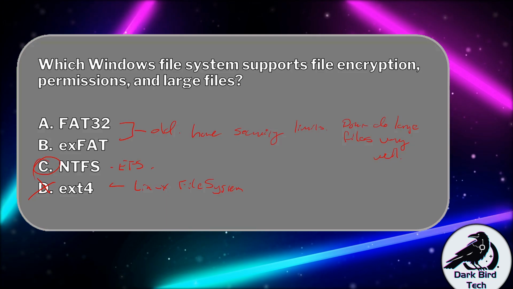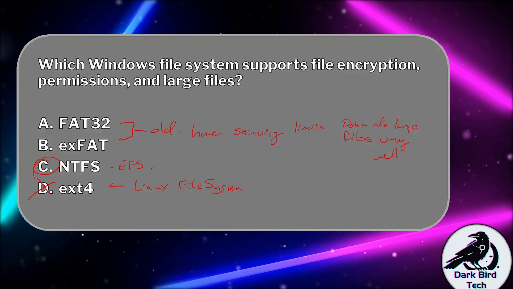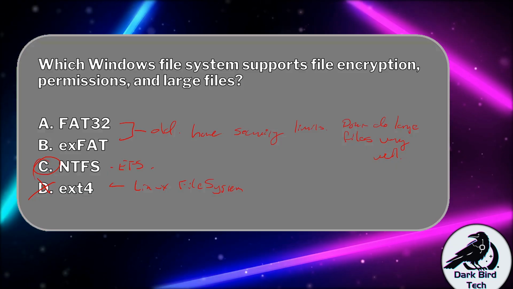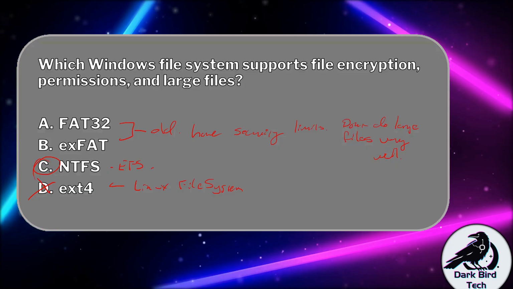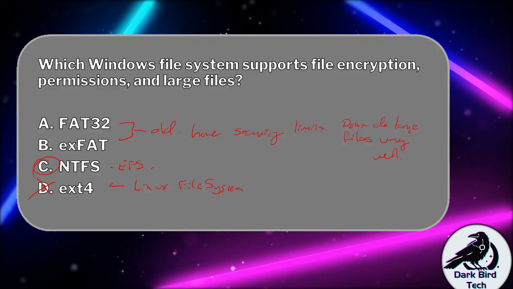FAT32 and exFAT are usually kept around for supporting interoperability between different environments, like when I have to plug a flash drive into a Mac OS or a Linux machine, or even an embedded appliance that might not be running a conventional operating system. That's what those file systems are for.